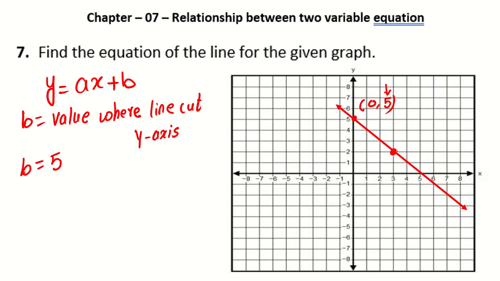Now you see, what is the value of x for this point? 1, 2, 3. Value of x is 3. And what is the value of y? 1, 2. Because this is the line here. So 3, 2 is the coordinate.